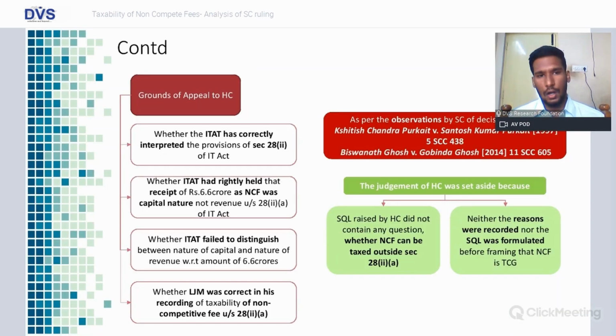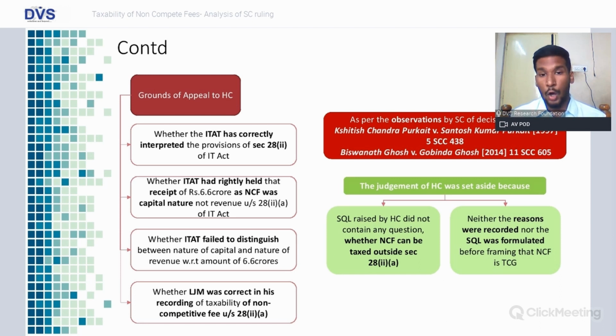If you see the grounds of appeal, I have now put on the left side the grounds of appeal that were put before the High Court. Whether ITAT has correctly interpreted Section 28(2)(a), whether it is revenue nature or capital nature with respect to taxation of non-compete fee, whether ITAT actually failed to distinguish between what is revenue and what is capital, and whether the learned judicial member was correct in recording the taxability of non-compete fee. These were the four main grounds of appeal raised before the High Court.